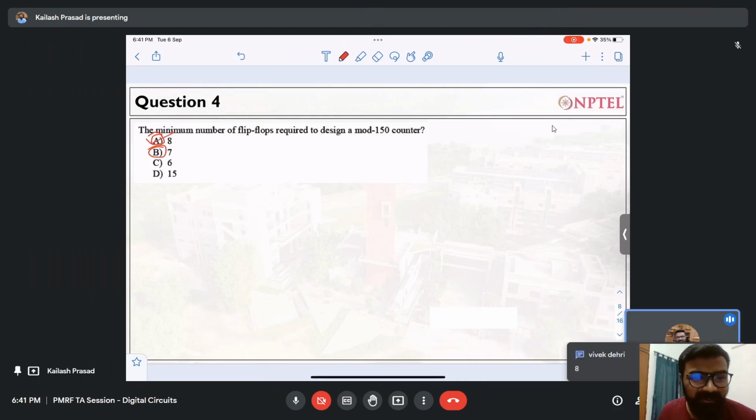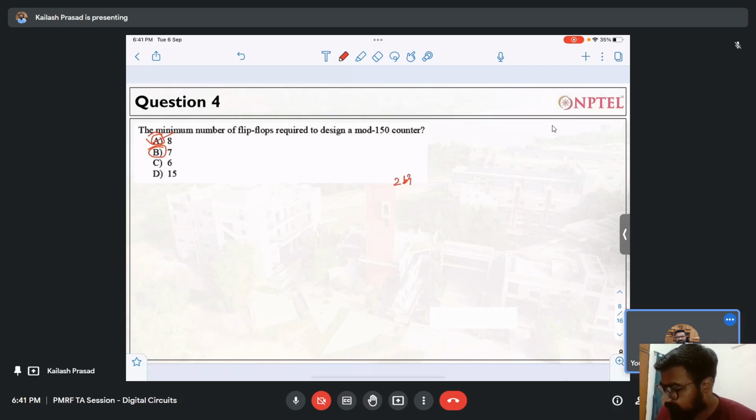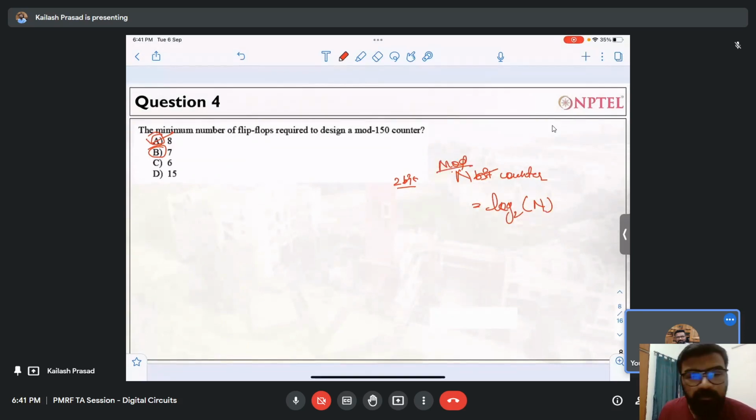And how will the answer come? Please note that if you want to design a 2-bit counter, you require 2 flops. If you want to design an n-bit counter, how many flops will be required? It will be log 2 of n. It is not an n-bit mod n counter. If you have a mod n counter, log 2 of n will be required. Pardon me for my mistake. So if you want to design a mod n counter, log n states will be required, and this will be the number of bits also. The number of bits will also be log 2 n.